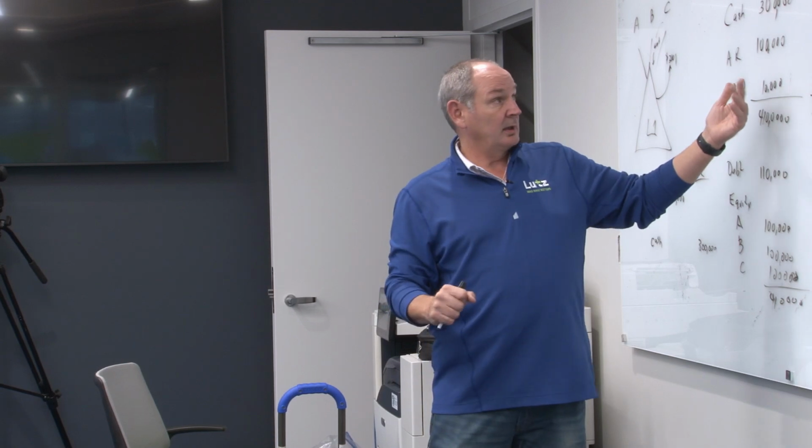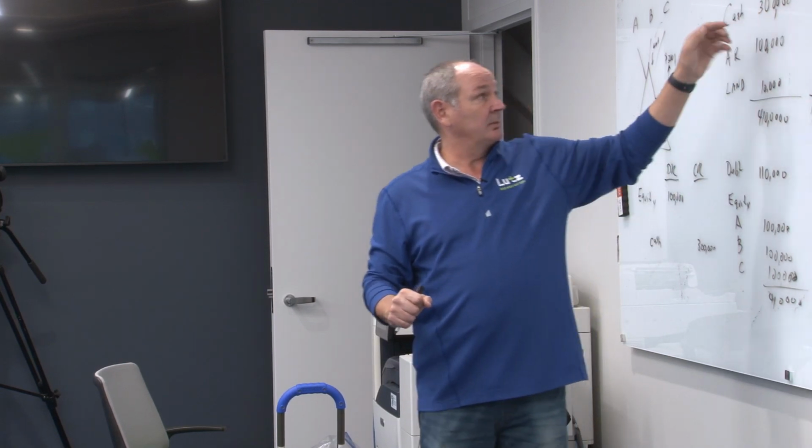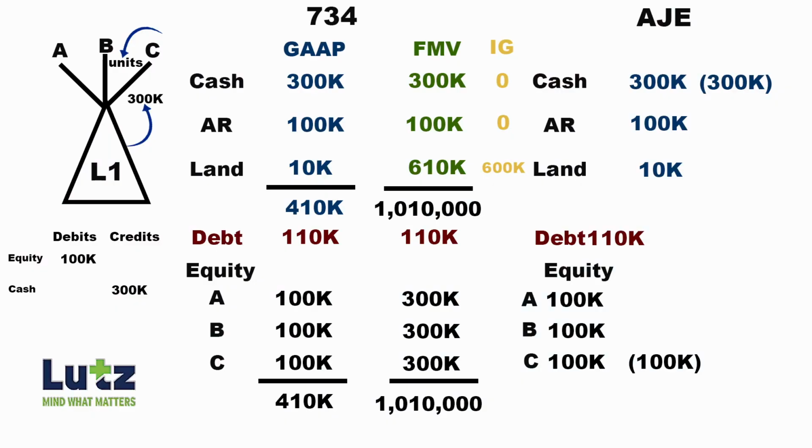And the fair market value column is wildly important. I have to compare my fair market value column to my GAAP column to figure out where the gain is residing, to know where the step up or step down should be. So this is a slight variation or version.